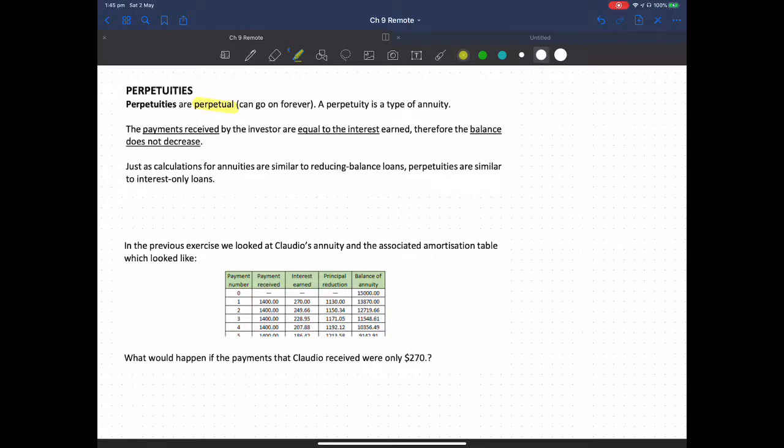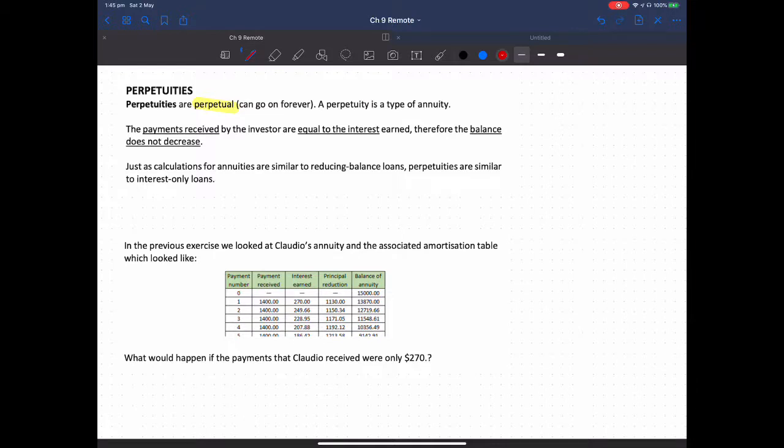When we first looked at annuities, we talked about annuities that ran out because the payments were greater than the interest earned. We talked about annuities where the interest equaled the payment. That is what a perpetuity is. So you will see the sentence which says, the payments received by the investor are equal to the interest earned. Therefore, the balance does not decrease.